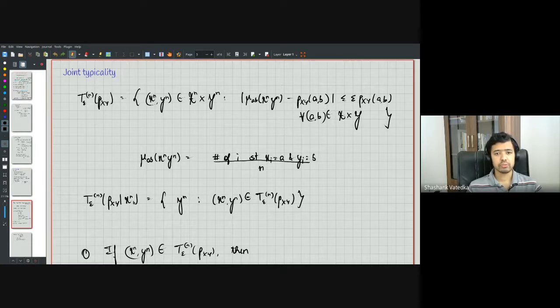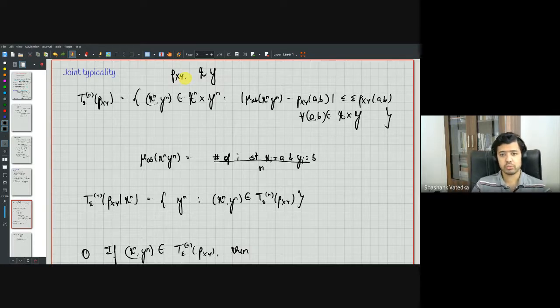Right. So now suppose that we have a joint distribution Pxy on 2 alphabets X and Y. So you have a random variable x, which is drawn from some alphabet script X, and a random variable y from script Y, and x and y are jointly distributed. Right. So in this case, we want to know what do we mean by typicality?